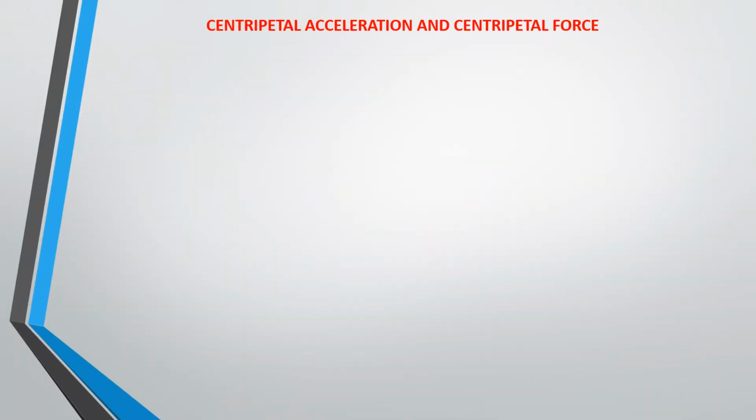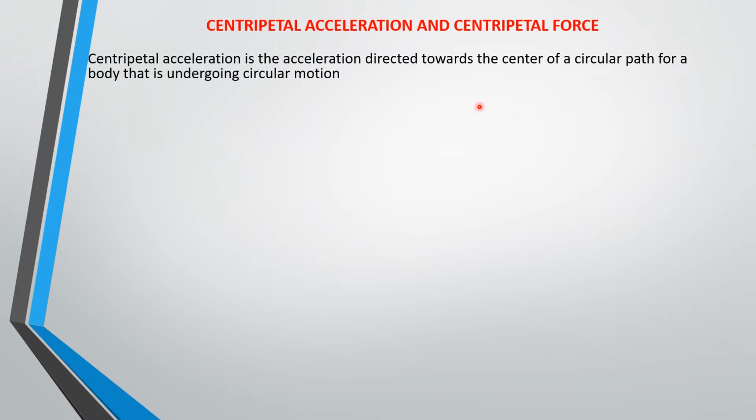So what is centripetal acceleration? Centripetal acceleration is acceleration directed towards the center of a circular path for a body that is undergoing circular motion. That is centripetal acceleration, the acceleration that is directed toward the center of a body that is undergoing circular motion. For a body that is undergoing centripetal acceleration, the equation for that centripetal acceleration can actually be derived.